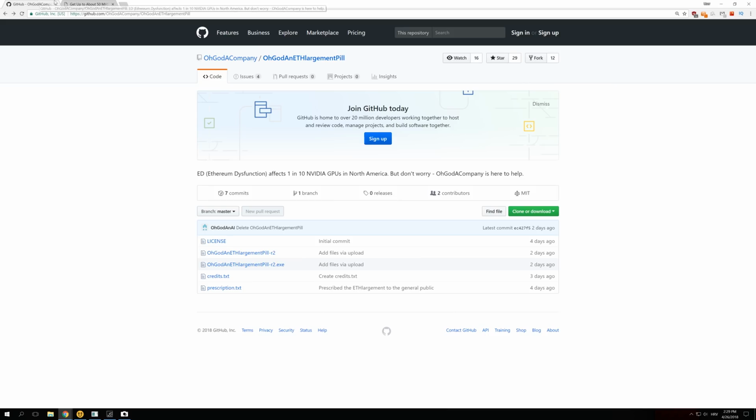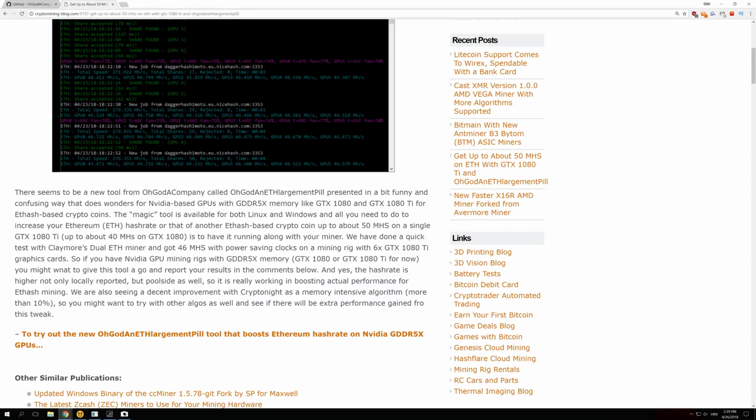So you just download this tool, you run it, you leave it open, and you can even mine with NiceHash or any other miner, and as long as you leave this executable open, it should give you a nice little boost of even up to 100% performance on your GPU.